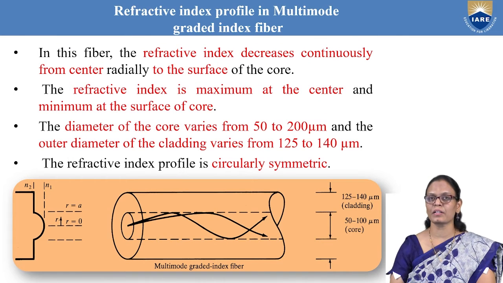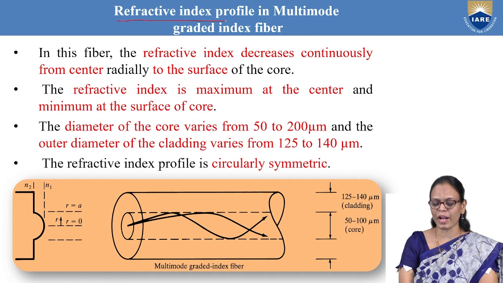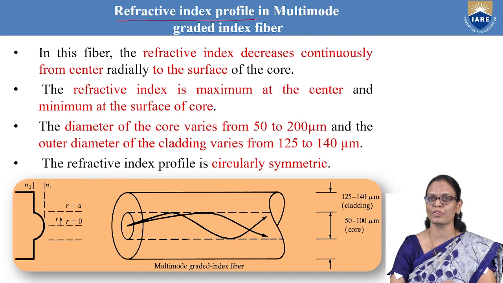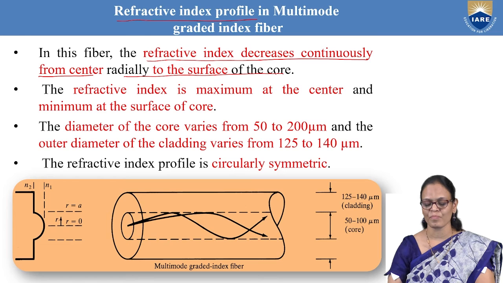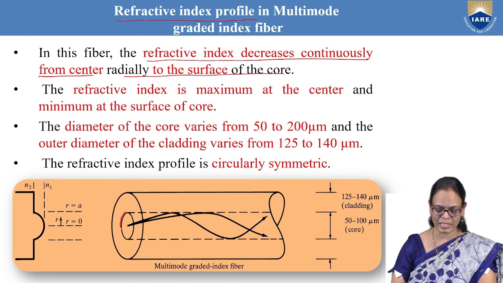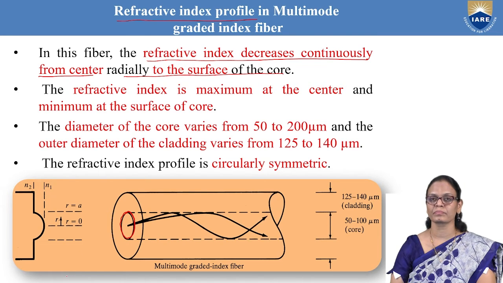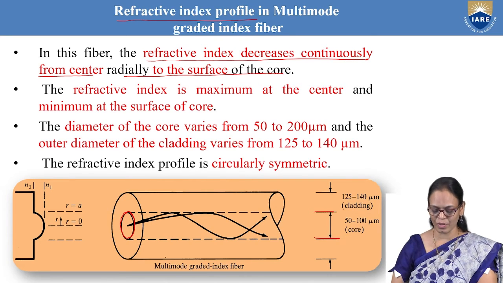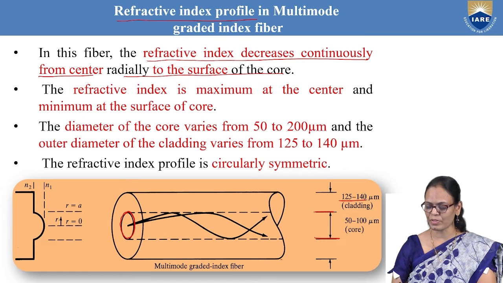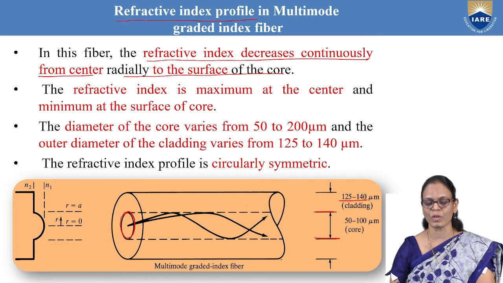Now, in this fiber, if we try to understand the refractive index profile, how does it differ from step index? The refractive index decreases continuously from the center radially to the surface of the core. So, here we have seen this is the core. This is the diameter of the core, 50 to 100 micrometer. And surrounding the core, we have the cladding. The diameter of the cladding is 125 to 140.